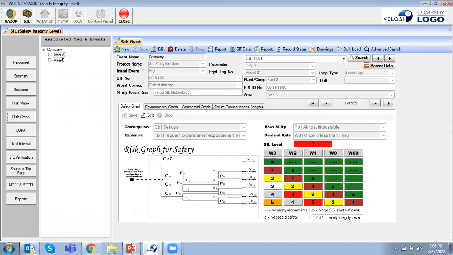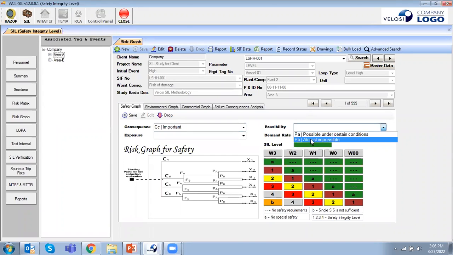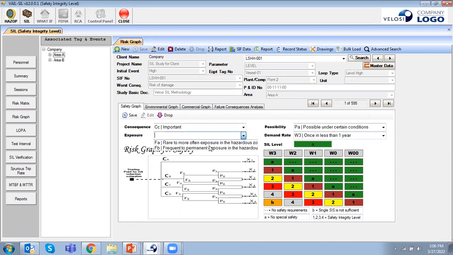So here we are utilizing the same graph. For example, CB we have selected, and then we have selected FB, and then we have selected PB, and then for the demand rate we have selected W3. So this one, so it is SIL3. Similarly, if I edit it and the team member is saying that no, the consequence is not serious, it is moderate, SIL level will change. Similarly, if a team member is saying that no, the probability is, we have enough number of safeguards, but the frequency of operator is more, it will be SIL3.